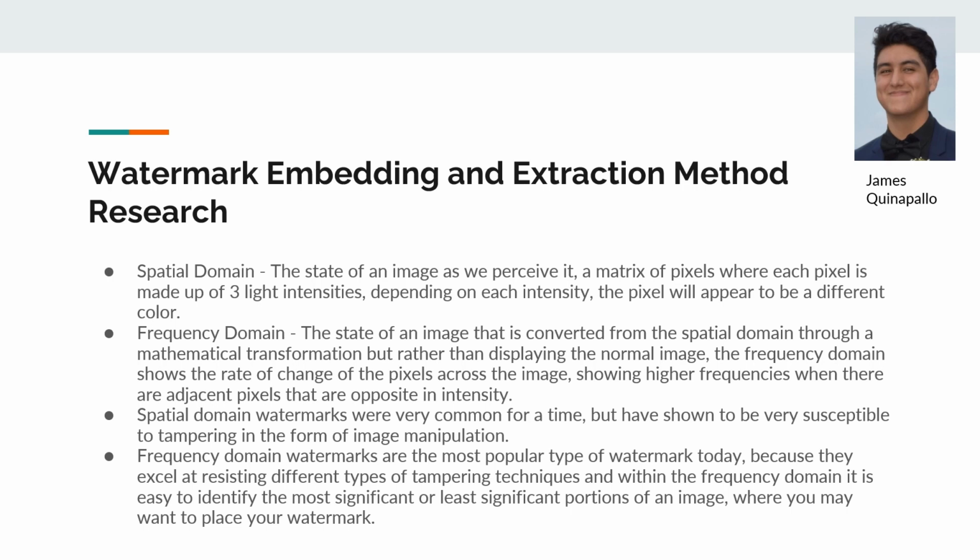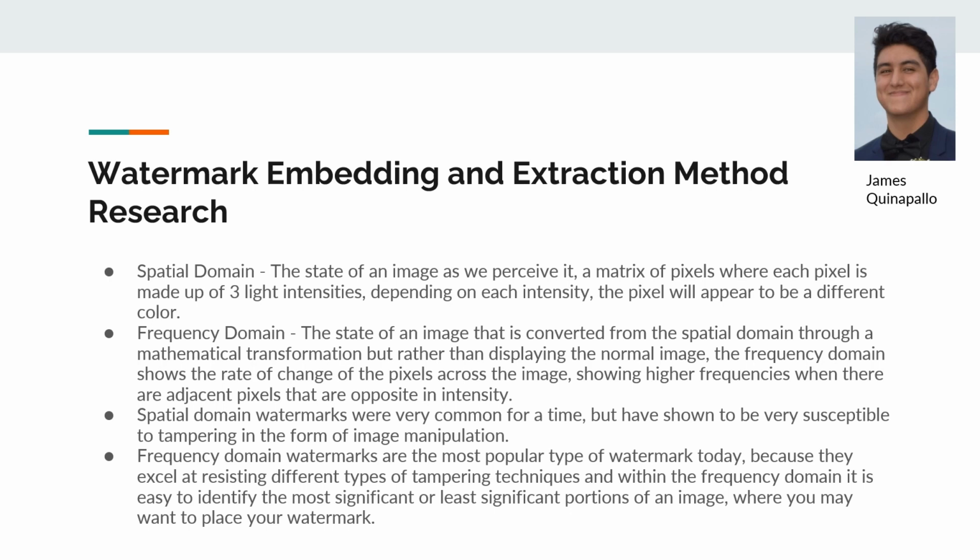Next is the frequency domain. The frequency domain is the state of an image that is converted from the spatial domain through a mathematical transformation. But rather than displaying the normal image, the frequency domain shows the rate of change of the pixels across the image, showing higher frequencies when there are adjacent pixels that are opposite in intensity.